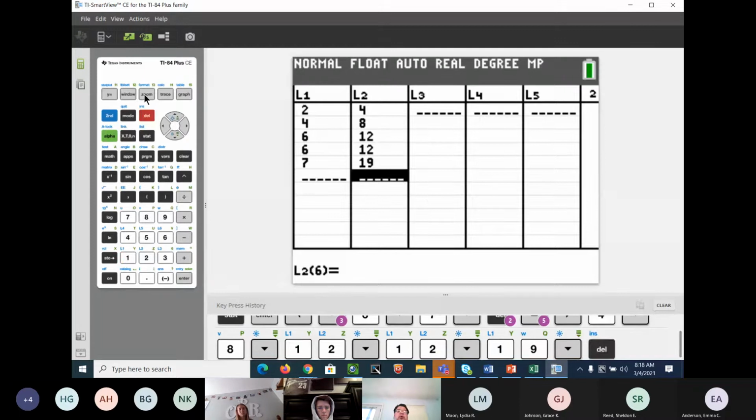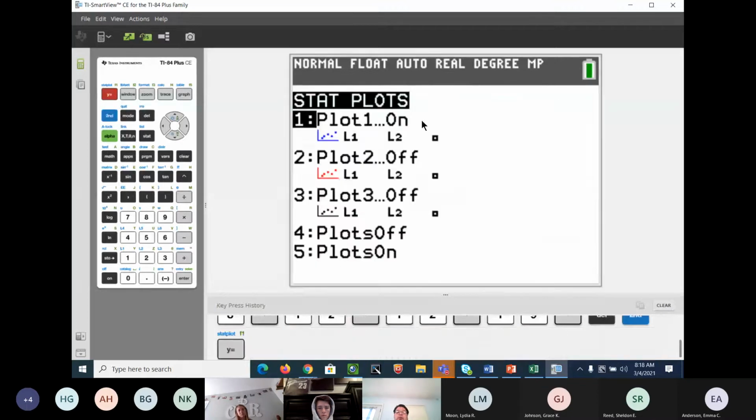You can actually go ahead and hit graph if you've been plotting, but if you haven't been plotting, make sure that the stat plot is on. It is. Make sure this says L1 and L2.